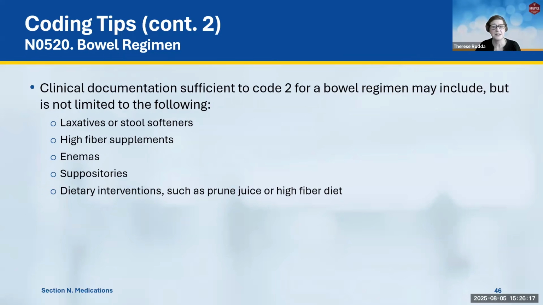And although this list is not all-inclusive, here are some interventions that might be seen in the clinical documentation to code 2 for a bowel regimen: laxatives or stool softeners, high-fiber supplements, enemas, suppositories, or dietary interventions such as prune juice or a high-fiber diet.